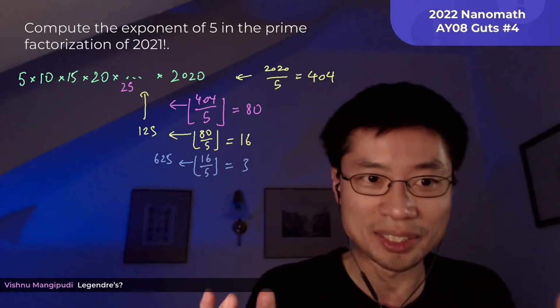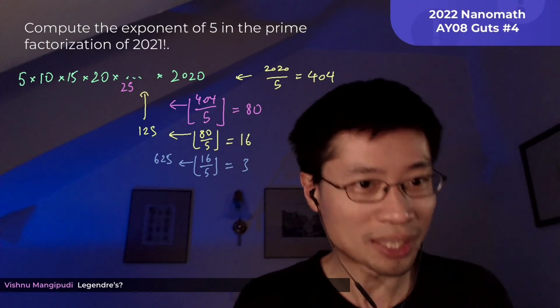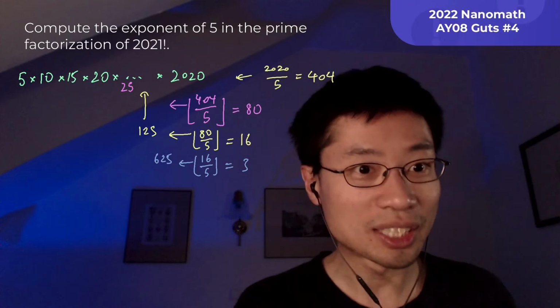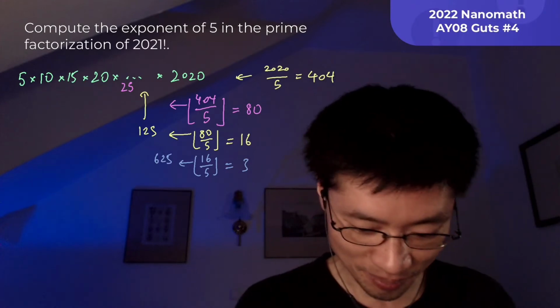I'm thinking of Legendre symbols in something called quadratic reciprocity, but I just call them the floor functions. Okay, now is the hardest part. I need to add these numbers together.